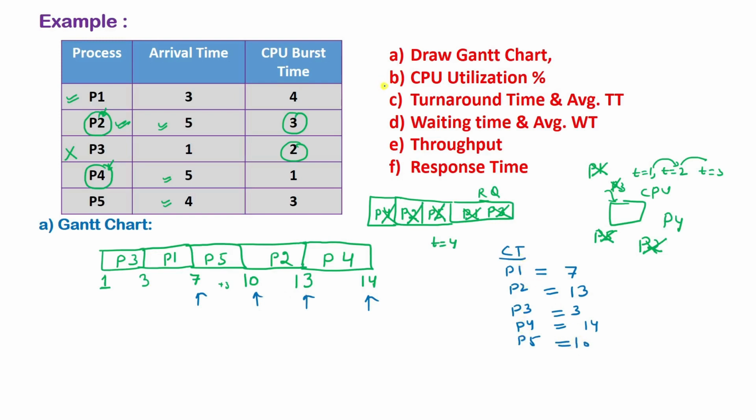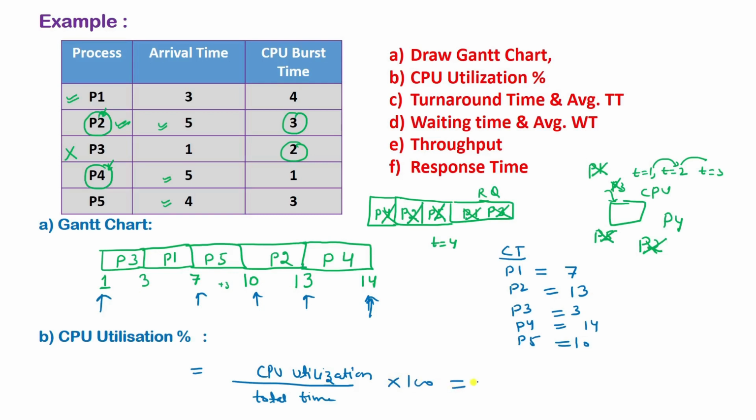Now let's find the CPU utilization percentage. As we have seen in the previous video, it is equal to the total time for the completion of all the processes, from here to here. This will come in the denominator. And from this total time, for how much time the CPU was busy doing useful work. It was busy all the time, there is no idle time. So here it will be CPU utilization into 100, it will give me the CPU utilization percentage.